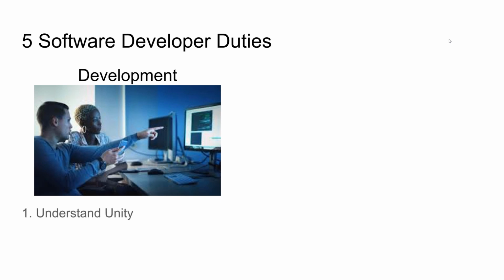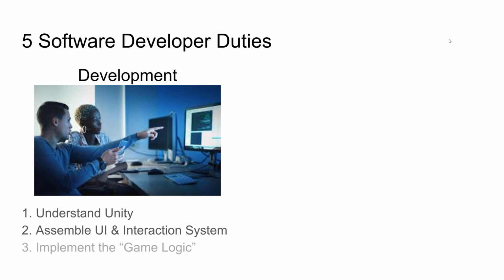So the first is understanding Unity. Unity is a very complicated but powerful tool, and one of the major roles of the software developer is to understand how it works so you can provide support in building the experience to the team. The next will be assembling the UI and interaction system. Clearly, if you're going to have a functioning experience, people have to be able to interface with it. So building the UI is a critical part of the software developer's responsibilities. And then clearly implementing the game logic: you need to have some sort of flow through the experience and know what's going to happen. This is another big one.